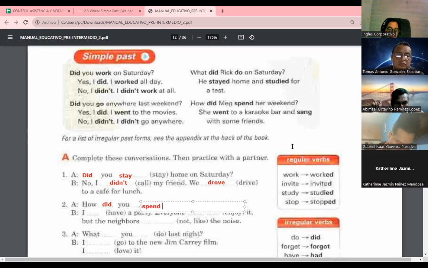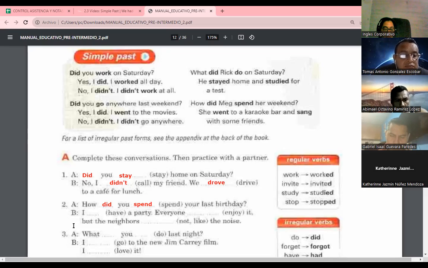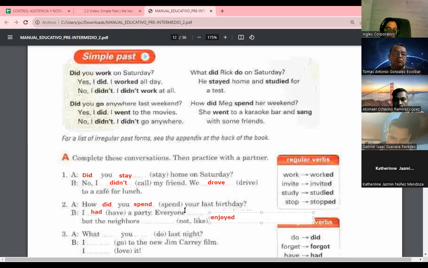How did you spend your last birthday? Birthday. I have. In past or in present? Have. Very good. I have a party. Everyone? Enjoy it. Okay, excellent. Enjoy it. Uy, qué bajito me quedo. Enjoy it. But enjoy the neighborhood?